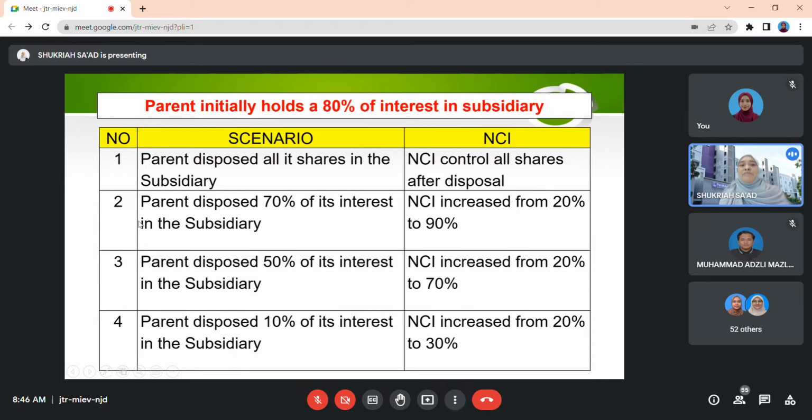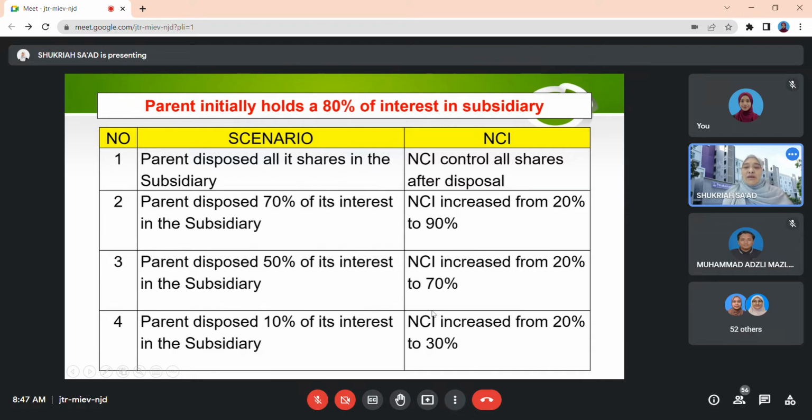Okay, so if I simplify, the first scenario, no relationship at all between parent and subsidiary. Number 2, this is just a simple investment. Number 3, the relationship between investor and associate. Number 4 is subsidiary to subsidiary. Initially subsidiary, just a small reduction in controlling interest, but the status of the relationship remains the same. It means no change in relationship. So NCI for scenario number 4 should go up from 20% to 30%, meaning there is an increment of 10%.